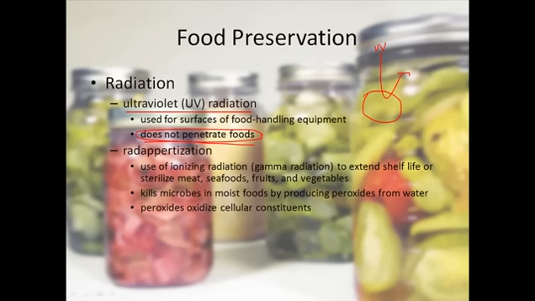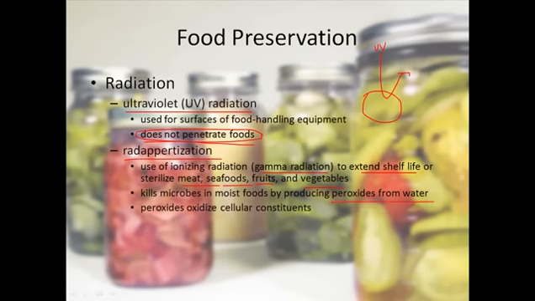Okay, so we normally call this radappertization. So what is radappertization? It is the use of ionizing radiation, for example gamma radiation, to extend the shelf life. Normally we do this in the case of meat, in the case of seafoods like sardine, shellfish, and all different types of food, and fruits and vegetables can also be preserved using this radappertization, which kills microorganisms in moist foods by producing peroxides from water.